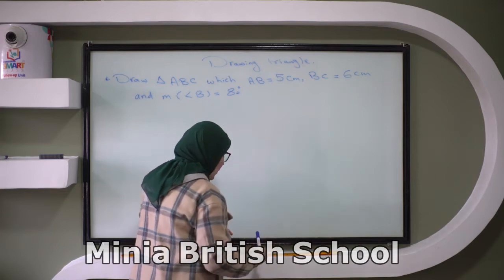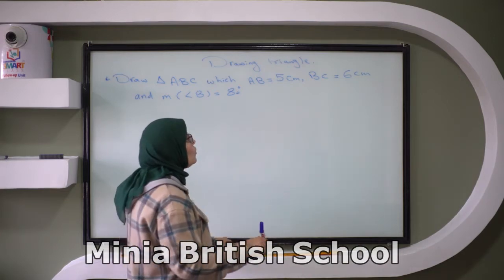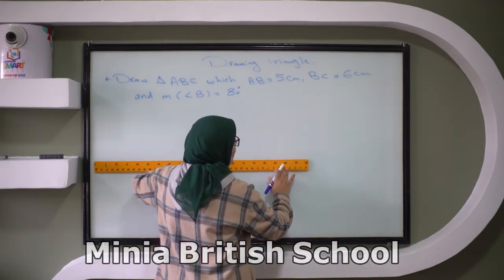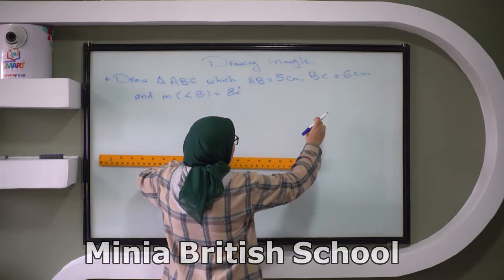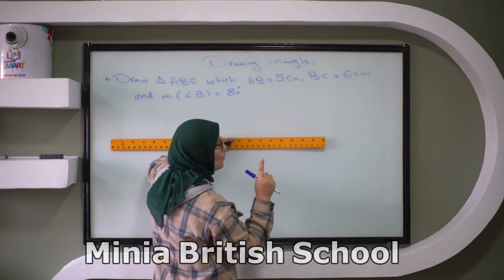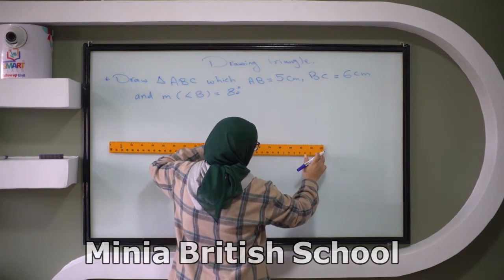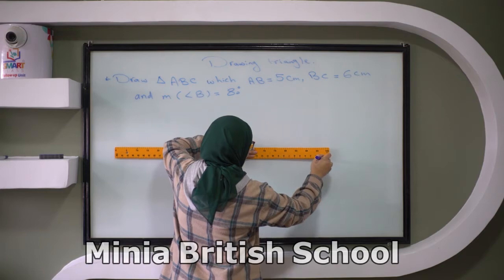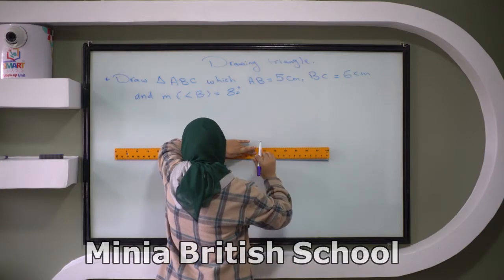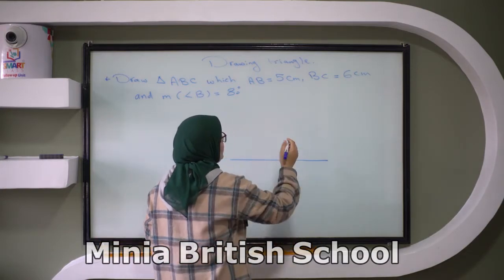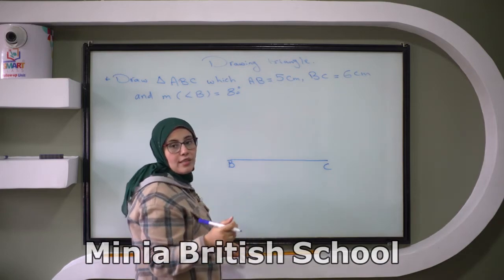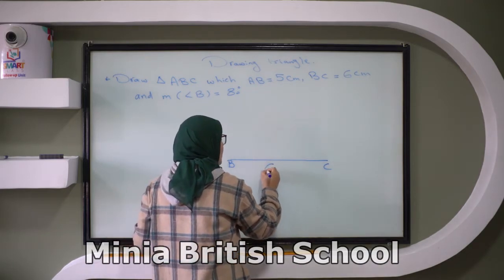So BC, I will bring my ruler and I will draw how many centimeters? 6 centimeters. I will use another scale actually, because I have a large ruler. So now I will start. You have to start from what? From zero on your ruler, until you reach what? 6. So now I will draw the first side here. This side is called BC. BC equals how many centimeters? Equals 6 centimeters. So I will write 6 centimeters.